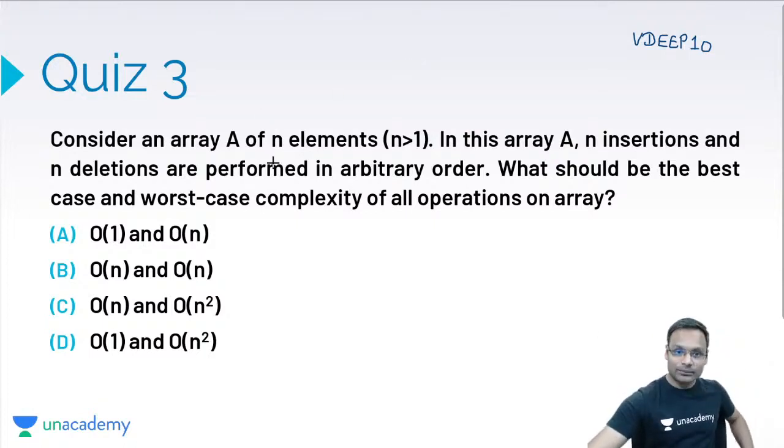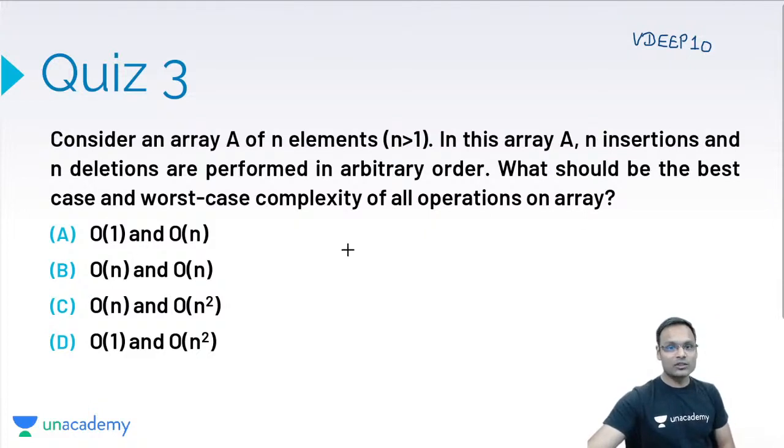Consider an array A of n elements, n greater than 1, at least 2 elements should be there. In this array A, n insertions and n deletions are performed in arbitrary order. What should be the best case and worst case complexity of all operations on the array?